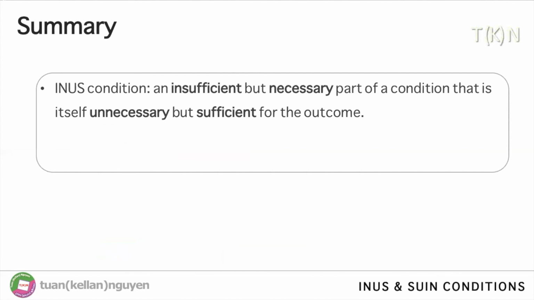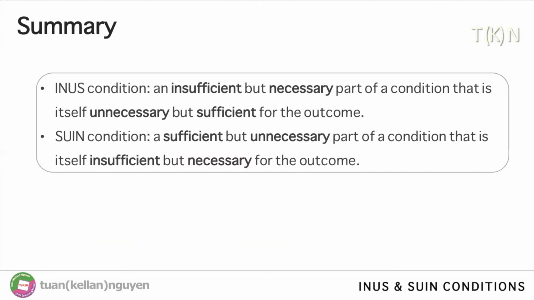We have made it through the chapter. As a final note, an INUS condition is an insufficient but necessary part of a condition that is itself unnecessary but sufficient for the outcome. And a SUIN condition is a sufficient but unnecessary part of a condition that is itself insufficient but necessary for the outcome.